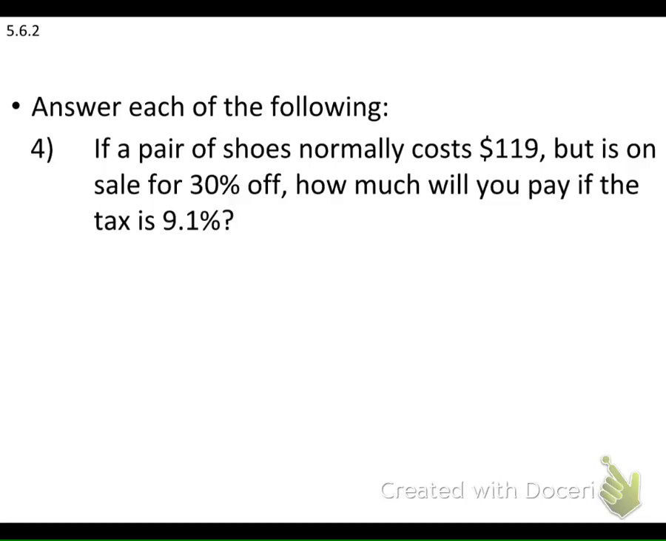Okay, number 4. If a pair of shoes normally costs $119 but is on sale for 30% off, how much will you pay if the tax is 9.1%? My first question to you guys is how many multipliers am I going to end up with? 2. So let's have Kelsey do the first multiplier, Deontay do the second multiplier. Go ahead, Kelsey. 100% minus 30% equals 70%.